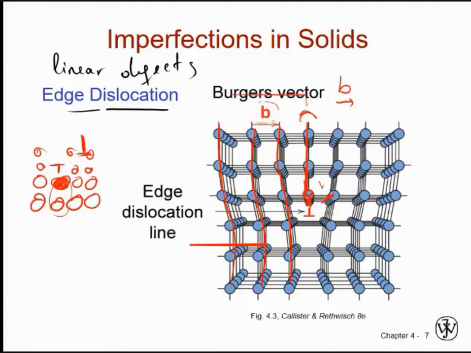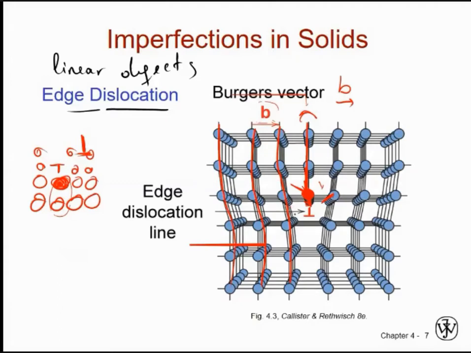So where is my dislocation line? It comes outside of the page here. This dislocation line and Burgers vector will be perpendicular in an edge dislocation. And if you want to know why this length is 1 unit cell length, it is the amount of dislocation.